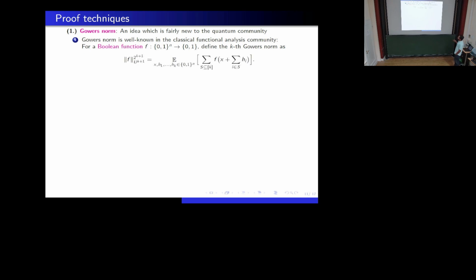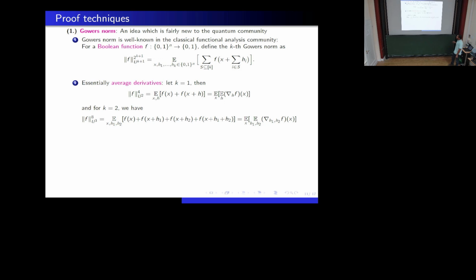It's just this quantity that has an ugly looking expression, but maybe you don't need to look at it too much. Let's just look at some examples and see what's really going on under the hood. If we take k equals 1, then this expression on the right is just f of x plus h, so it's kind of taking the derivative of f in the direction h evaluated at x. So the Gowers 2 norm is taking the average derivative of a function evaluated in an average direction at an average point.